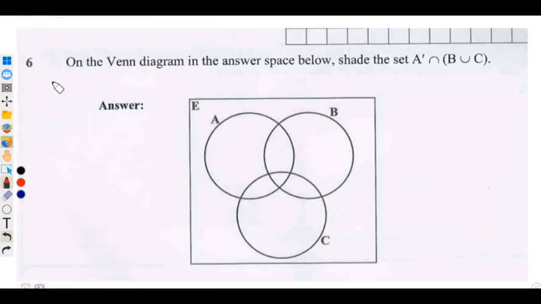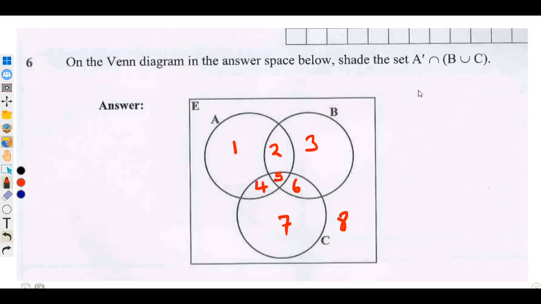Alright, so we have come to our question 6. The question reads, on the Venn diagram in the answer space below, shade the set A complement intersection, in brackets, B union C. So first thing, you can answer this question directly by shading. Now, to those who want to know how you can identify the region that you are going to shade, put numbers here. You say 1, 2, 3, 4, 5, 6, 7, 8.